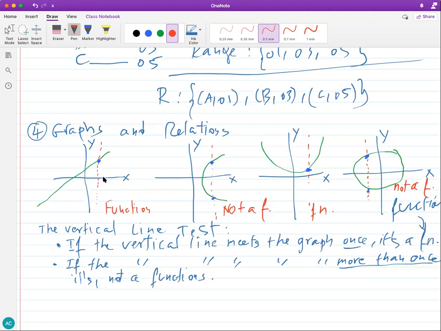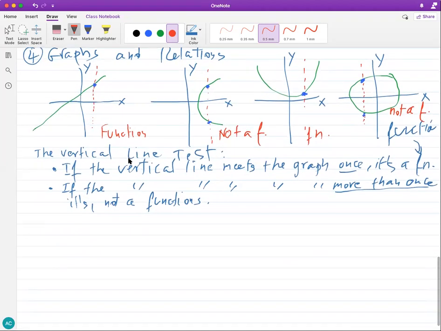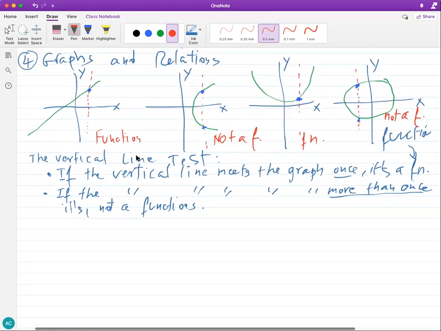For example, these graphs may look complex for someone who just walked in right now, sees this, and may think it's something complex or difficult, but again, you're just testing with a vertical line to see whether the graph is for a function or not.